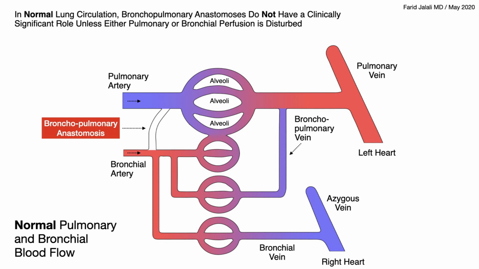The bronchial circulation receives only approximately 1% of total cardiac output. In comparison, the pulmonary circulation receives almost 100%.